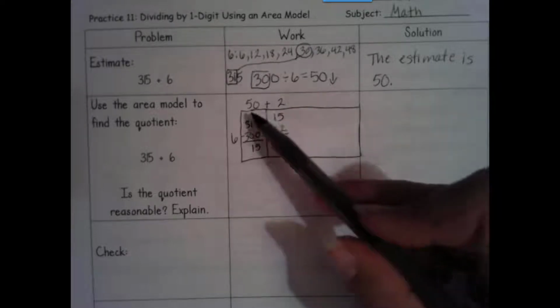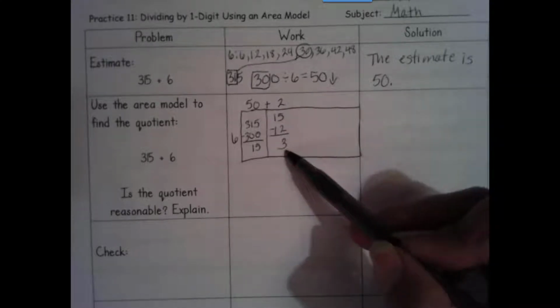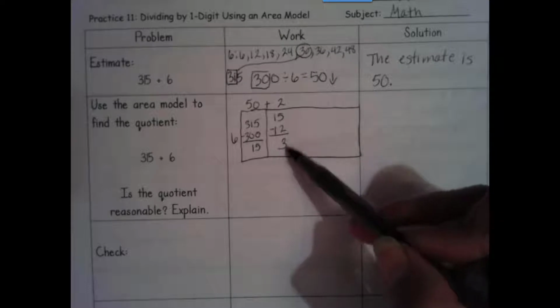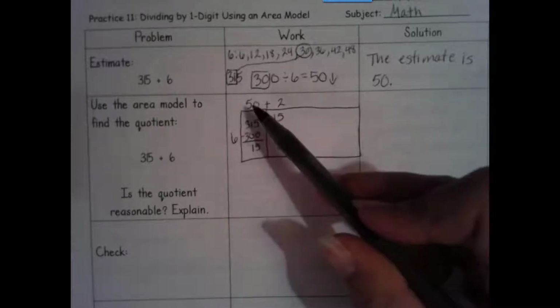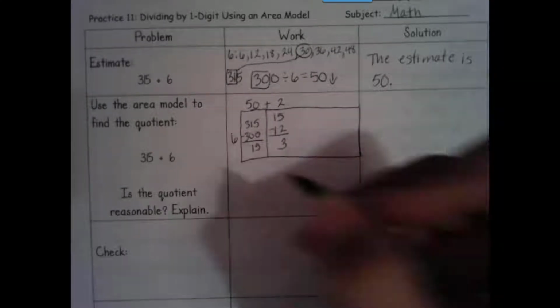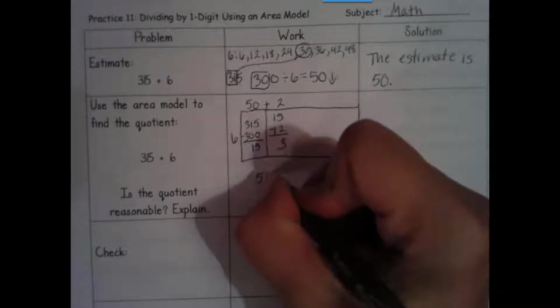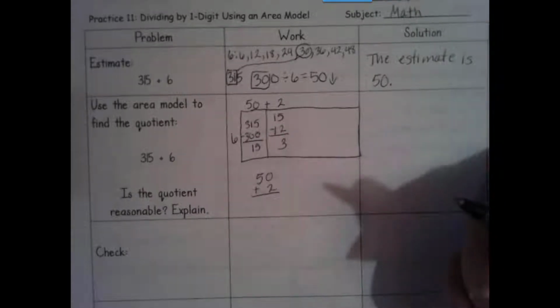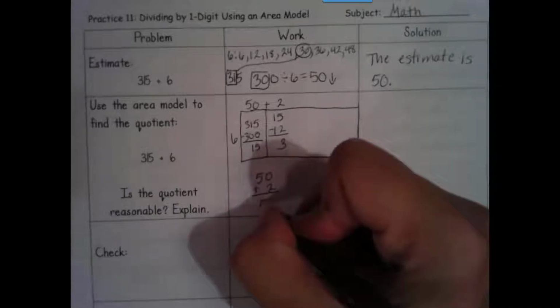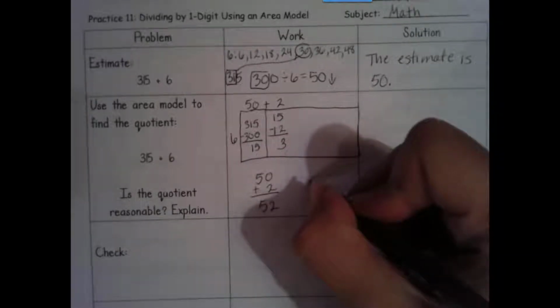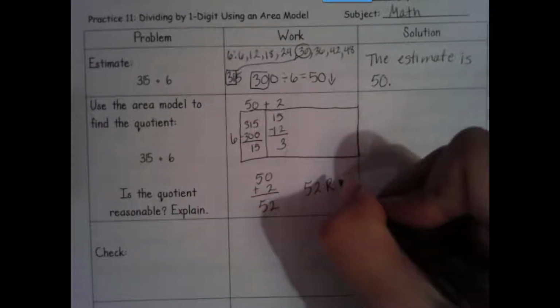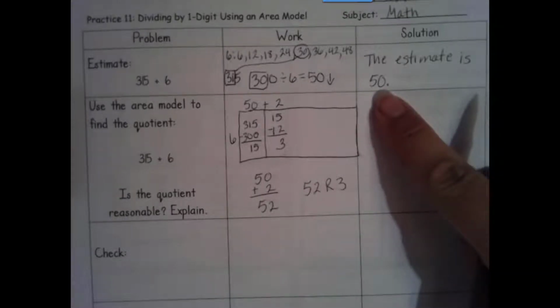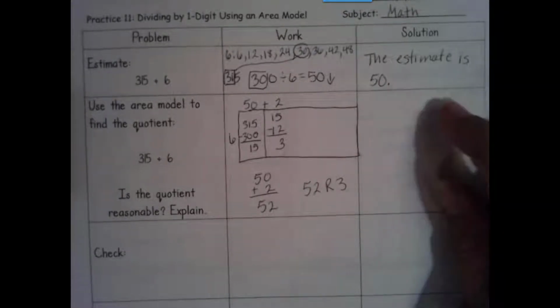I didn't need it. So now I know my remainder is 3, because I can't take out any more groups of 6. And I need to add together these partial quotients. 50 plus 2 is 52. So we have 52 with a remainder of 3. Is that close to our estimate? Yes, so it is reasonable.